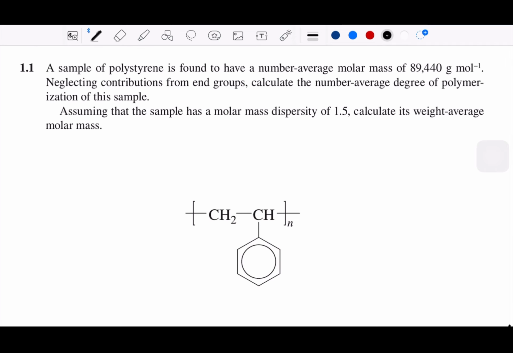So we have a polystyrene, and the number average for the molar mass is 89,440 grams per mole. So neglecting contribution from end groups. So end groups, this is the polymer, end groups you ignore, so you just focus on the repeated unit. Calculate the number average degree of polymerization.